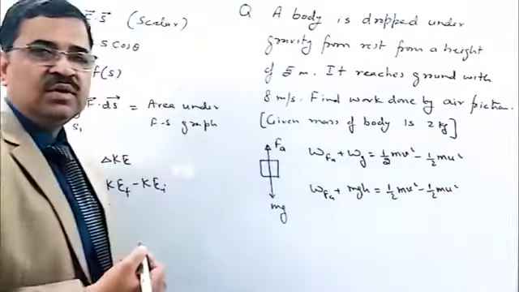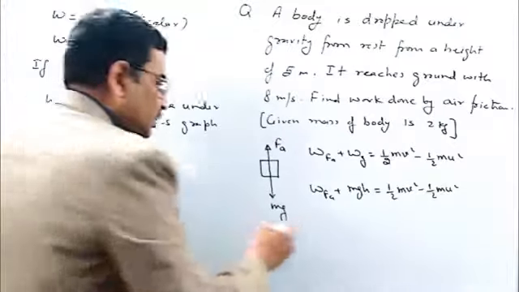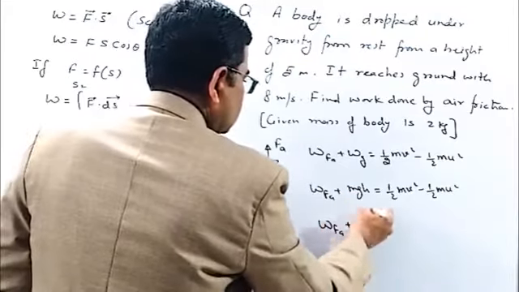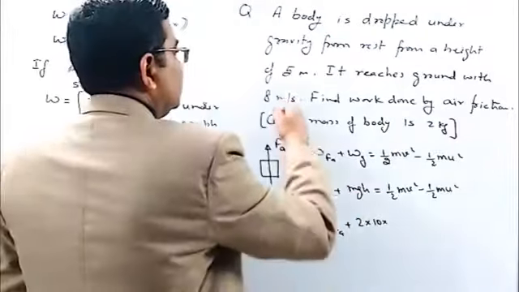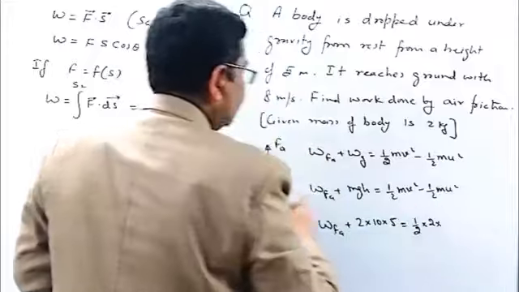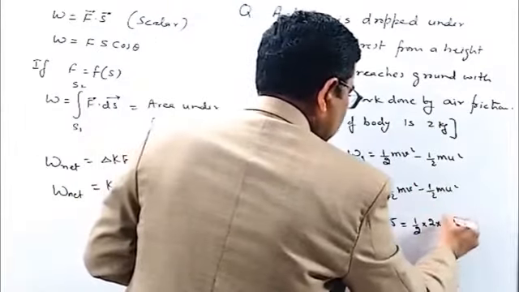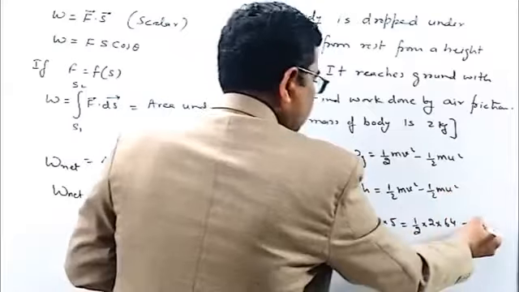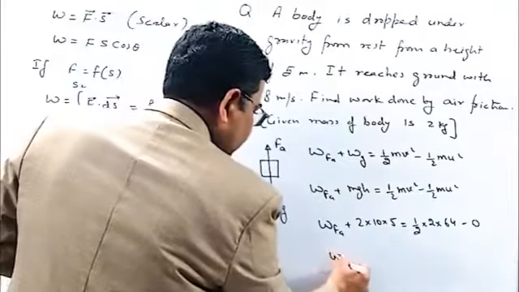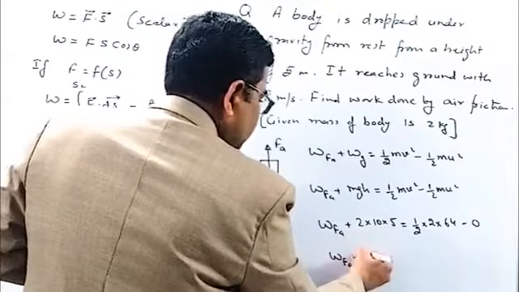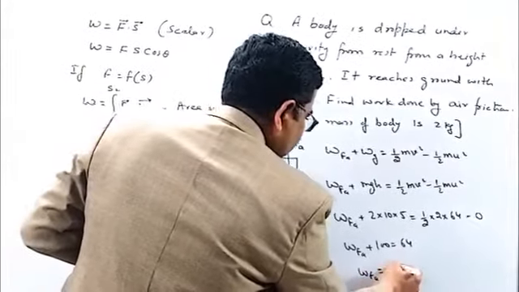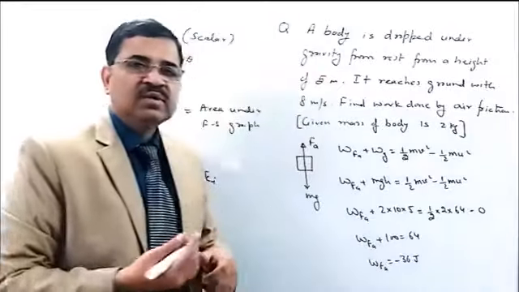Now I will put the values here, and we get the work done by the air friction. So this is work done by air friction plus the mass of the body is 2, g is 10, and h is given as 5, and this is equal to half, mass is 2, and the final velocity of the body is given as 8. So 8 square is 64 minus initial, it is 0 because the body is dropped from rest. Now I get work done by air resistance plus this becomes 100 and on this side it becomes 64. So the work done by the air friction is minus 36 joule. So this is our final answer.